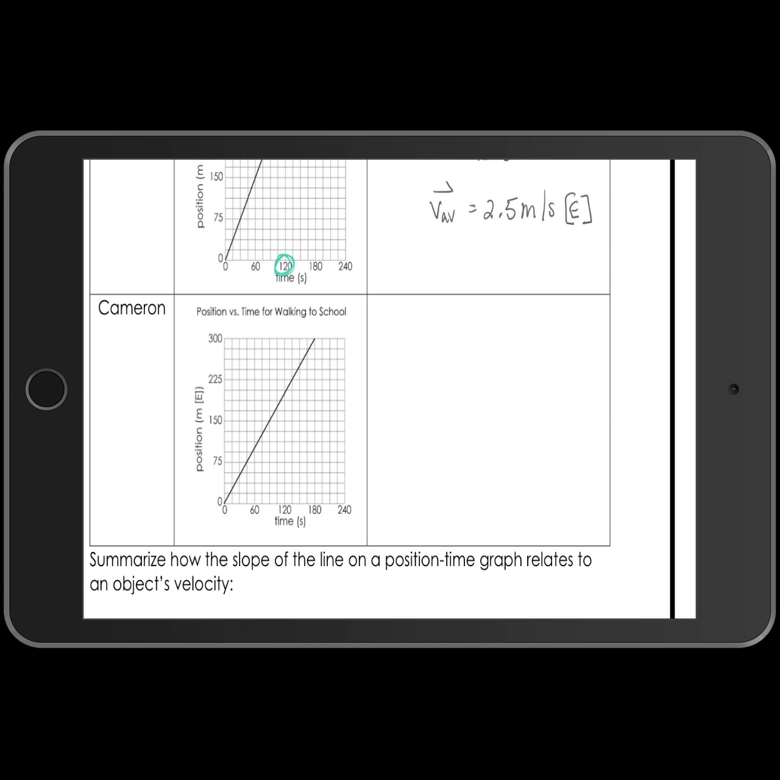Okay, and then the last sibling, we're going to use the same equation, change in position over change in time. This sibling made it the 300 meters in 180 seconds, so plugging it in, 300 meters east, all over 180 seconds. Our average velocity for the third sibling, Cameron, is 1.6 meters per second east.